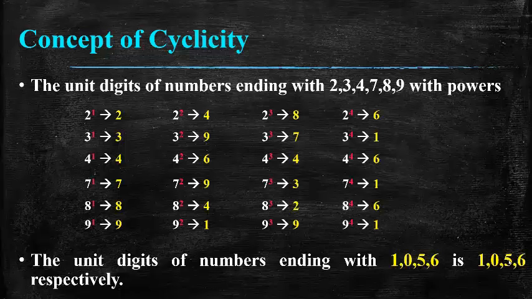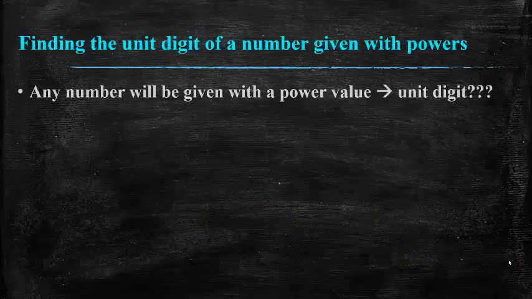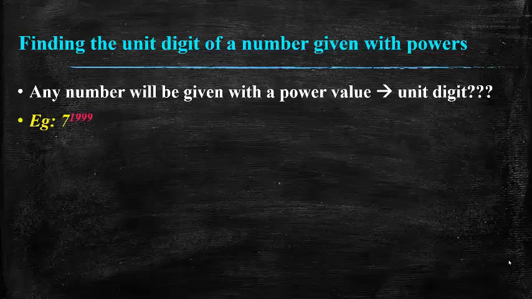Right. So now I'm going to take an example. In most of the problems you'll be given any number with some power value, and you have to identify what is the unit digit. So it's very easy to crack within 15 seconds. Let's say for example I need to find the unit digit for the number 7 power 1999.